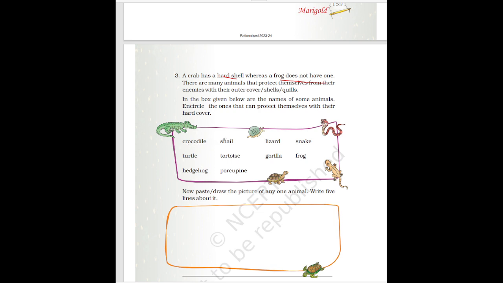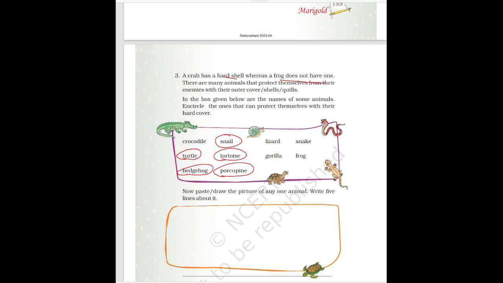Crocodile does not have any cover. Snail has a cover. Lizard, no. Snake also doesn't have. Turtle, yes, turtle has an outer cover. Tortoise also has. Gorilla and frog don't have. Hedgehog also has a cover. And porcupine also has an outer shell.